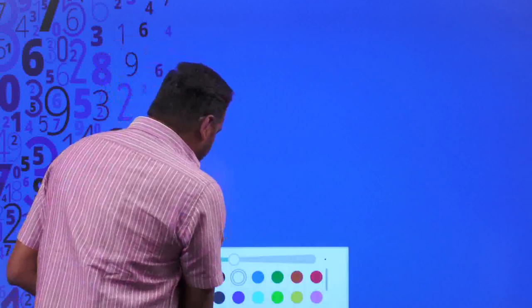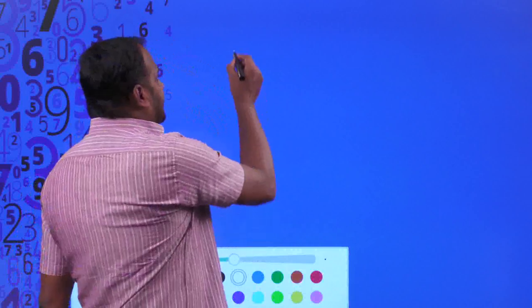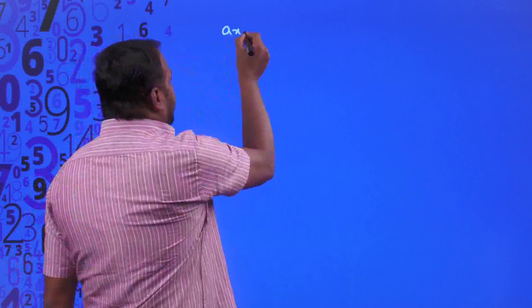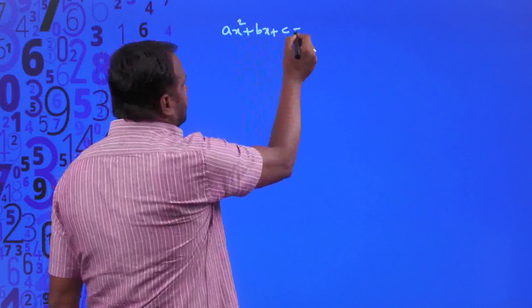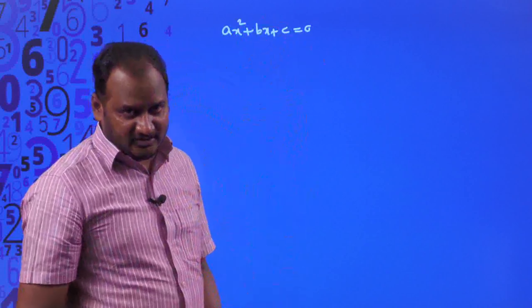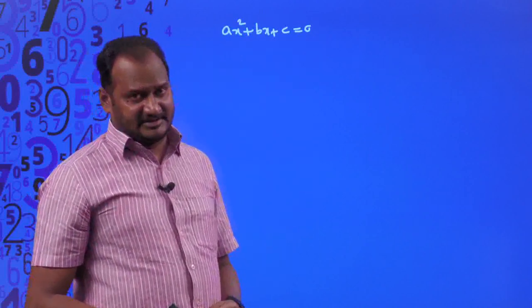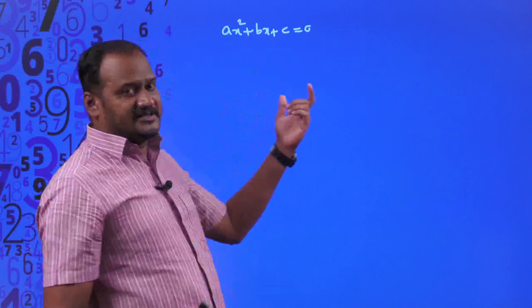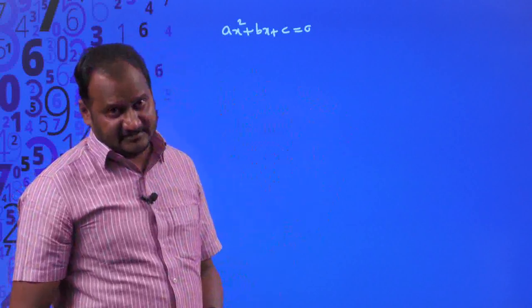So let us consider one standard form of quadratic equation. What is the standard form of quadratic equation? ax square plus bx plus c is equal to 0. Of course, there are conditions like a is not equal to 0, and b and c, all these three numbers, are real numbers. So by default, ax square plus bx plus c equal to 0 is the standard form of quadratic equation, right?